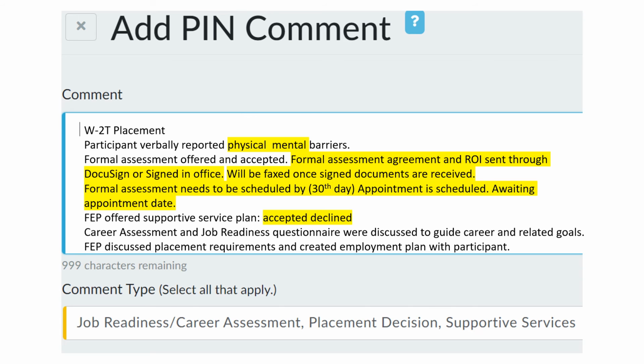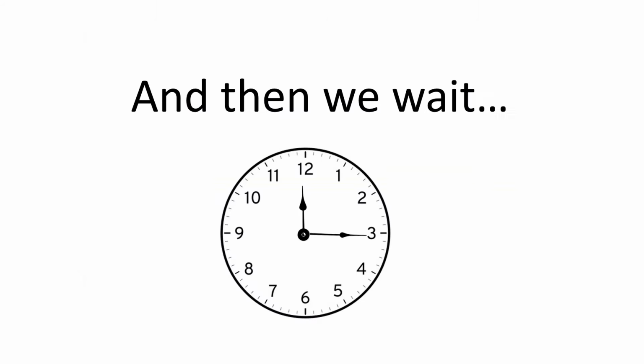What kind of barrier? Not diagnosis, just physical or mental barrier. Documents were sent through DocuSign or signed if met in person. Will the assessment be faxed or sent with the participant? Do they have an upcoming appointment? What is the 30th day from being placed as a W2T? Was supportive services accepted? Not part of the training, but it's part of the template. And then we wait to receive the completed formal assessment.